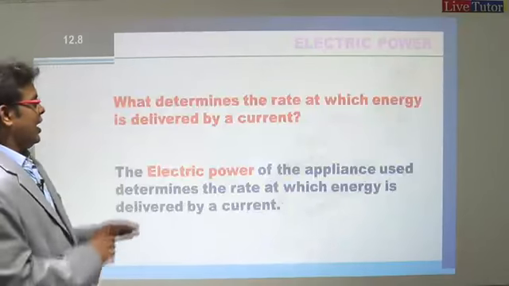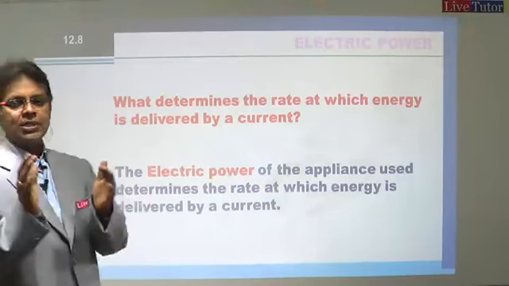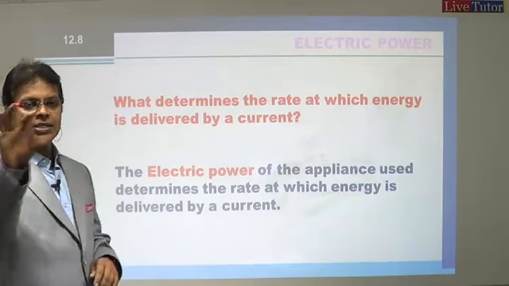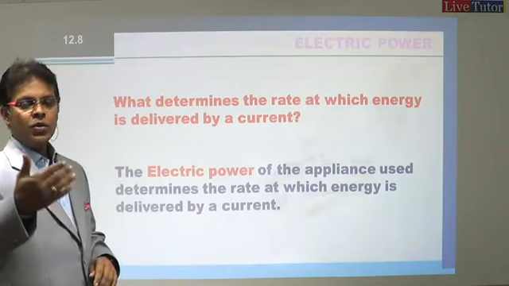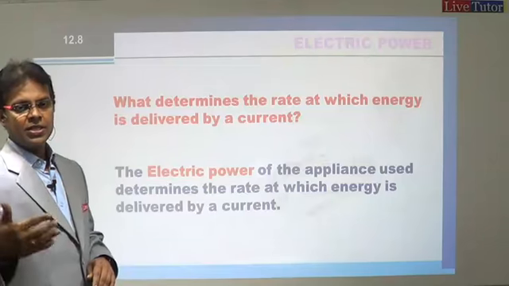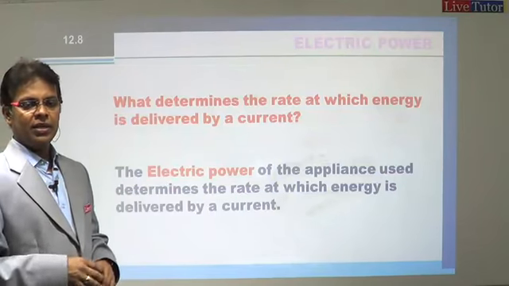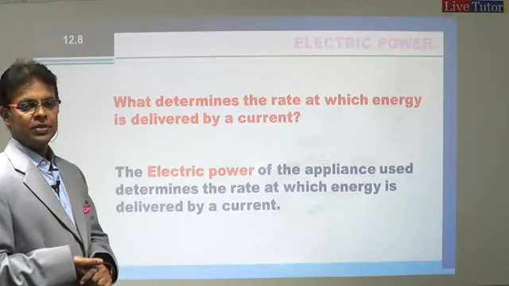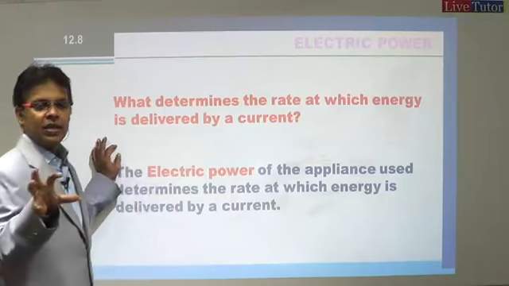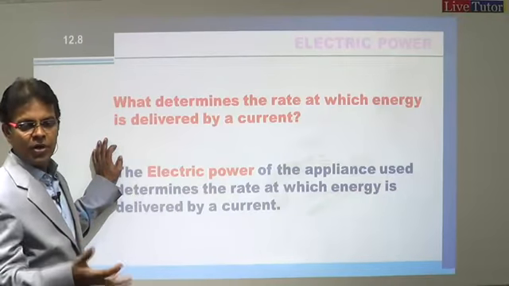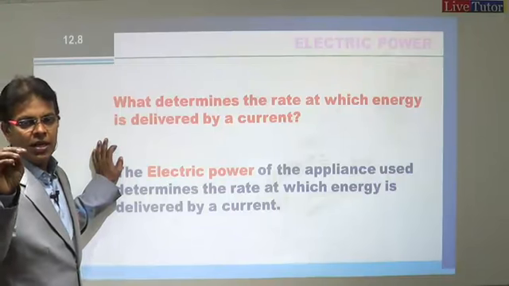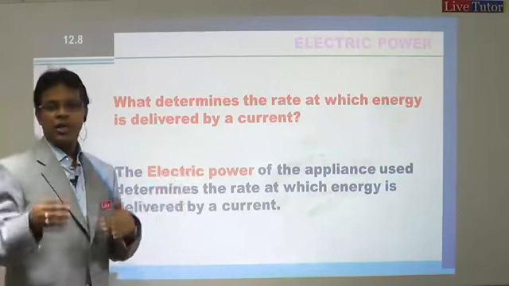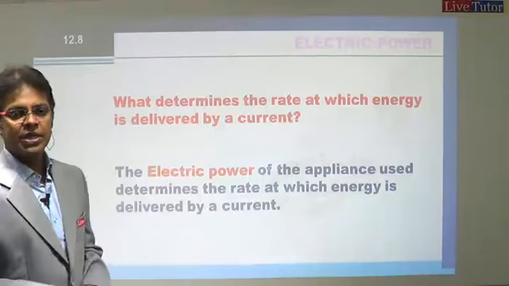And the next question is very simple only. What determines the rate at which the energy is delivered by a current in an electrical circuit? How is the rate of energy delivered by a current determined? It is nothing but electric power. When the current is flowing, what determines how much energy is supplied is only the device, whether it is a 100 watt bulb or a 50 watt bulb. Depending upon the power of the device only, we can determine the rate at which the energy is delivered.